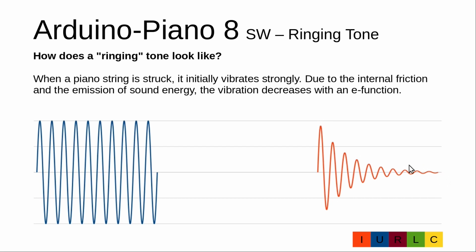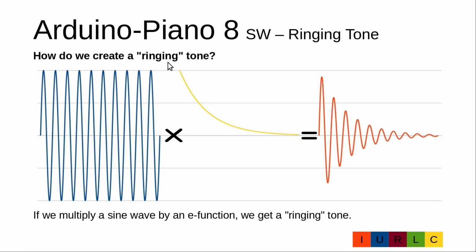The root cause for this decreasing is the internal friction of the string and the emission of sound energy to the air. In the computer we produce a ringing tone by multiplying a fixed amplitude sine wave with the E function and get a sine wave with a decreasing amplitude. This looks similar to the ringing tone of a piano.